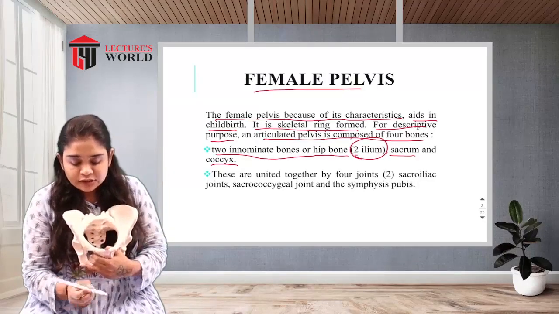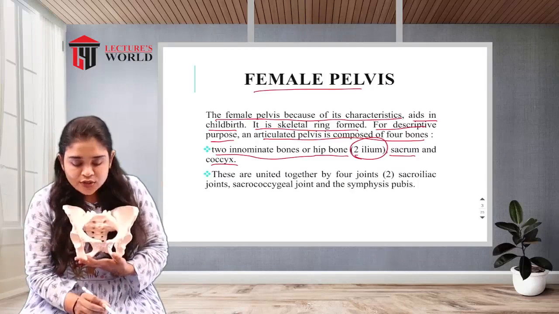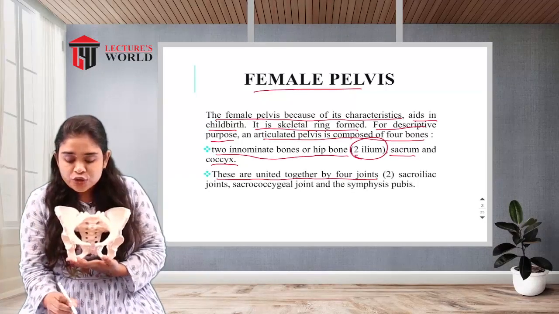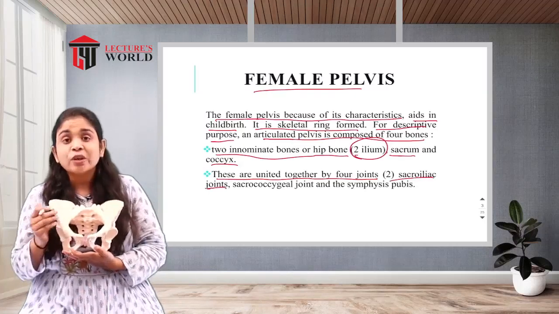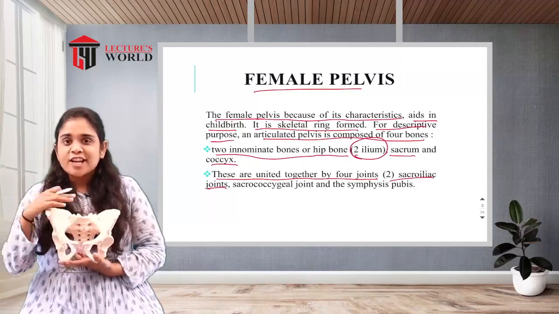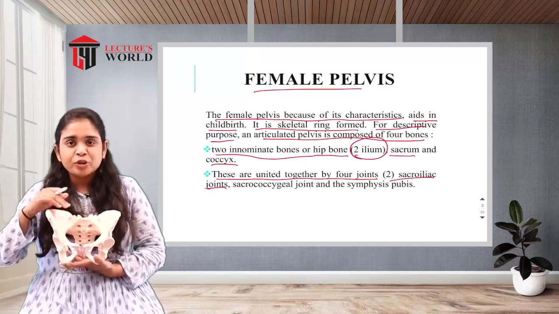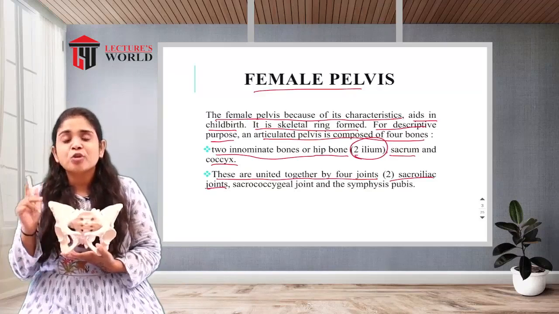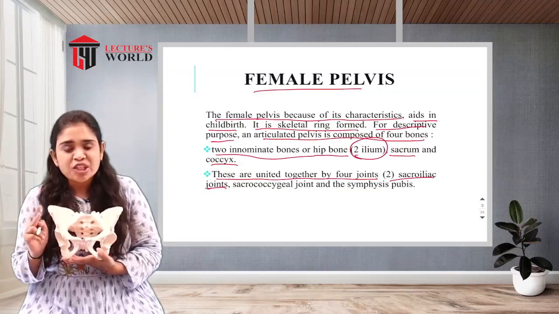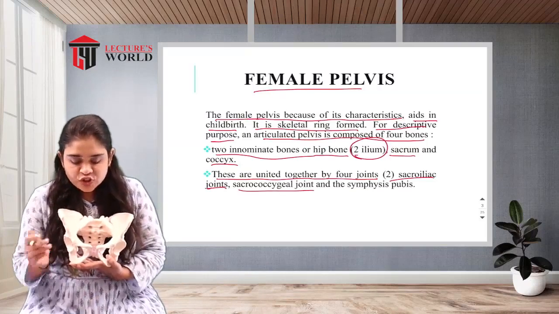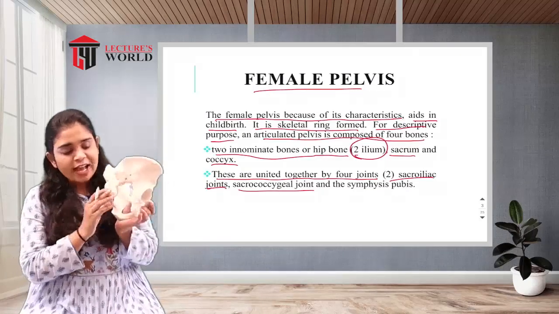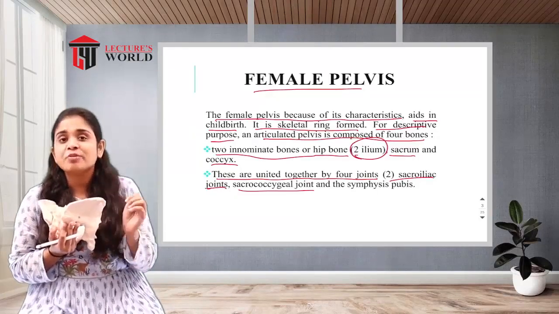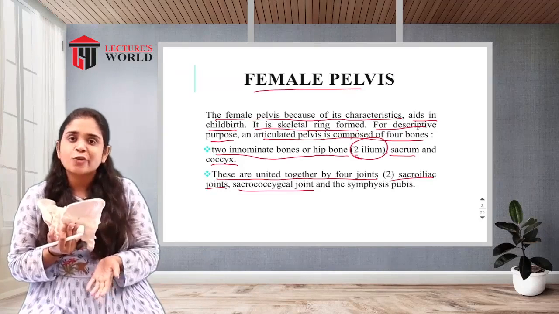Then here they have written about the joints. These bones are united together by four joints. First, two sacroiliac joints. Here is the sacroiliac joint: this is the sacrum bone and this is the ilium bone. There is one joint from where both bones are connected with each other. Then the sacrococcygeal joint. As we have seen earlier, there are four bones, and these four bones have to be united together, right? That's why the four joints are there.